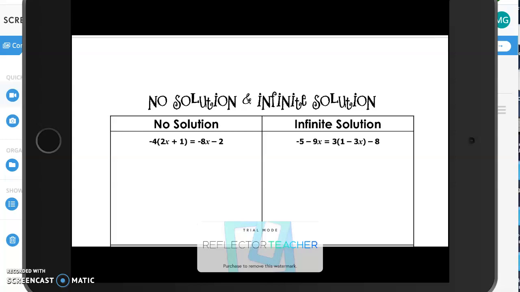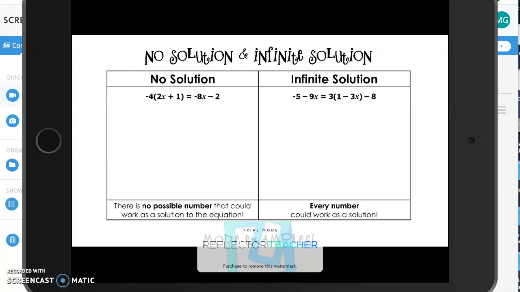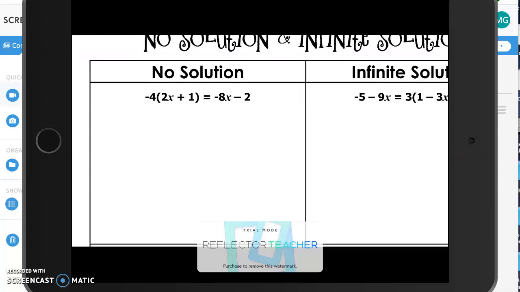There are two other things that could happen. One is that you can't find any number to make it work, so that's no solution. Or you could come up with every single number and that would work. So we're going to look at the difference between these two things.